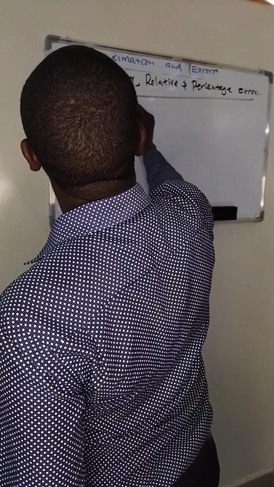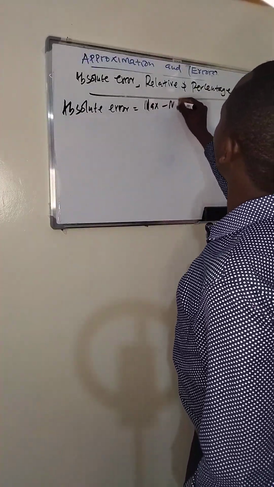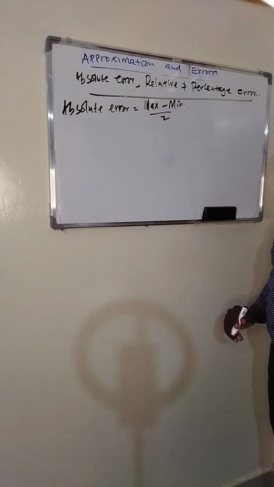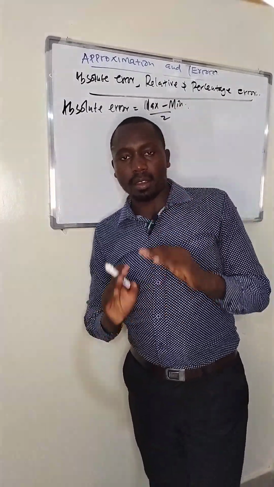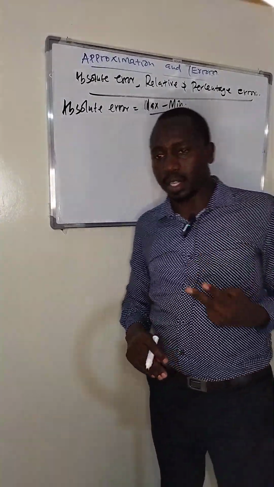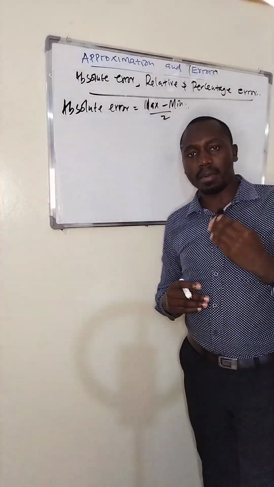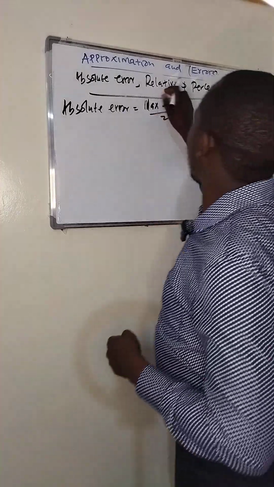Absolute error is equal to maximum minus minimum divided by 2. So if the question was about area, you get the maximum area minus the minimum area divided by 2. If it's about perimeter, you get the maximum perimeter minus the minimum perimeter divided by 2. Volume, the same. Relative error.